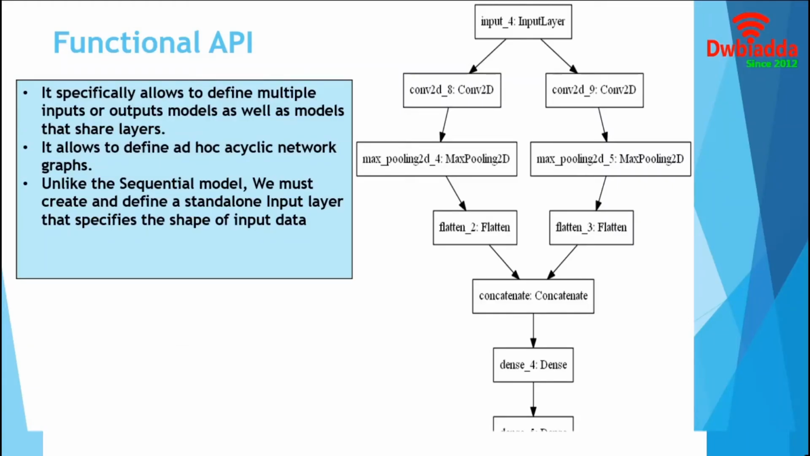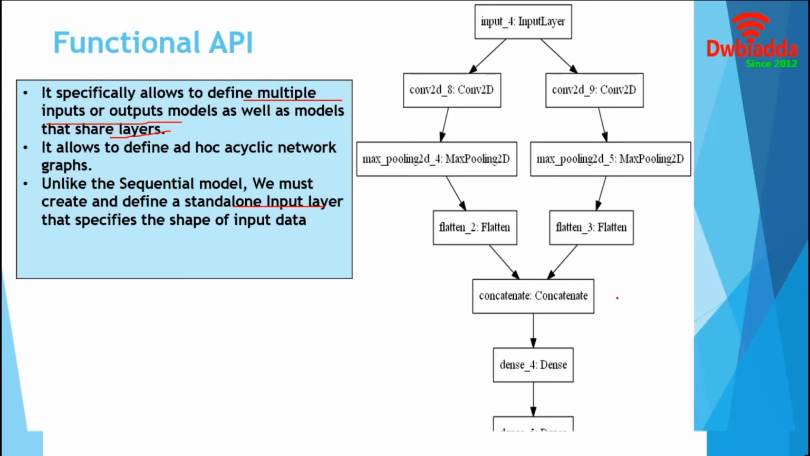Functional API is an alternative approach of creating more complex models. It especially allows to define multiple inputs or outputs models and also models that share layers. Its working principle is a little bit different. First we have to specify an input layer and proceed with it. This is an example of Functional API. In this model, these 2 convolution layers are sharing the input layer. Again, after max pool 2D and flatten layers, they will be merged and continue as a single layer.